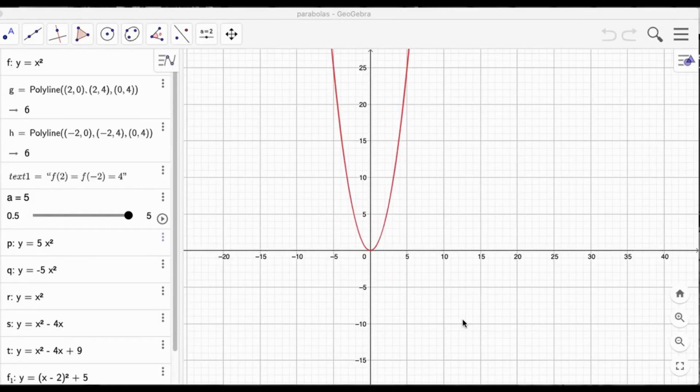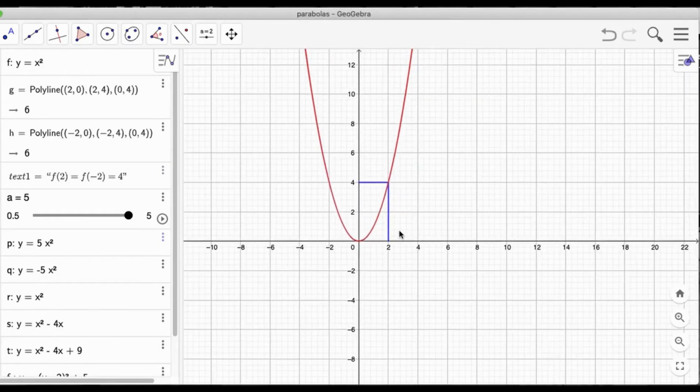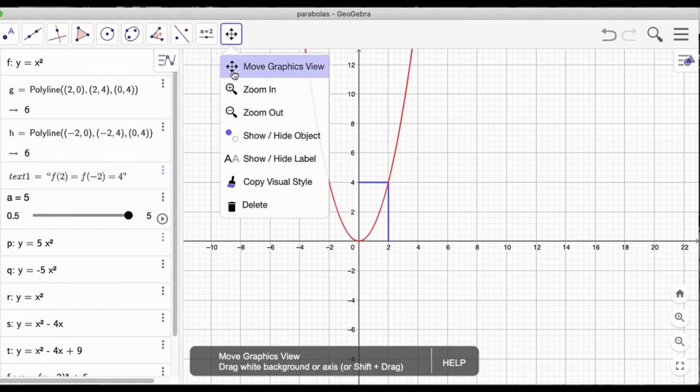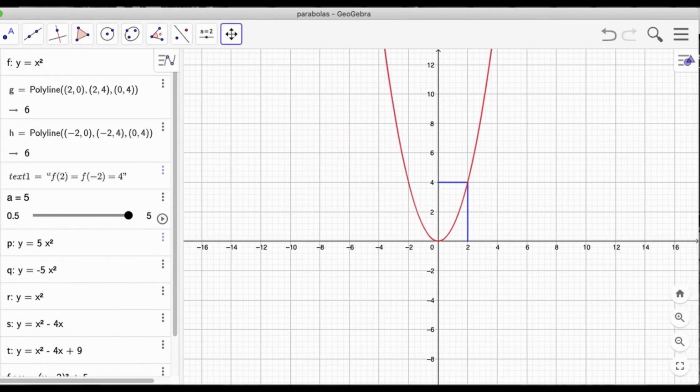Parabolas. Our next set of functions are quadratic polynomials whose graphs are parabolas. That's it, polynomials of degree 2. We start with something very simple, like y equals x squared. You can see the point 2 goes to 4, and let me move it rather, so we see also the point minus 2 goes to 4.